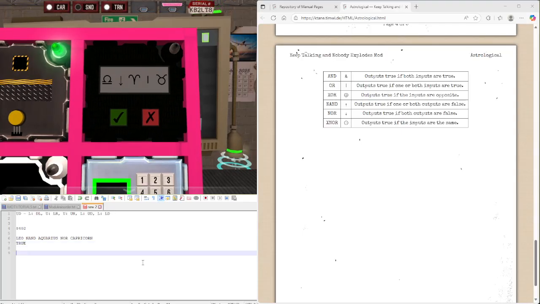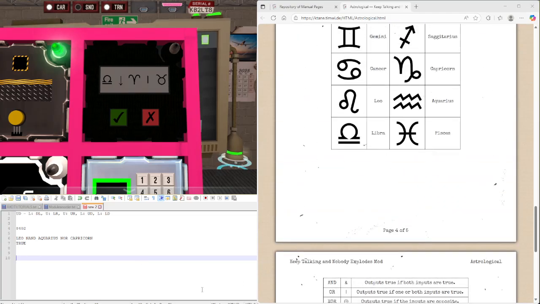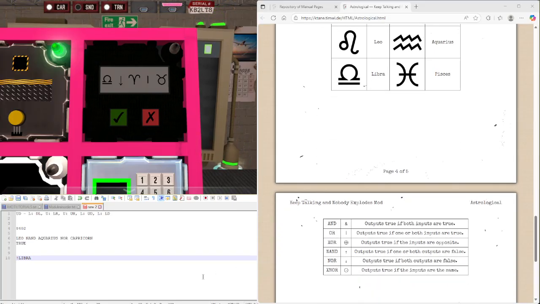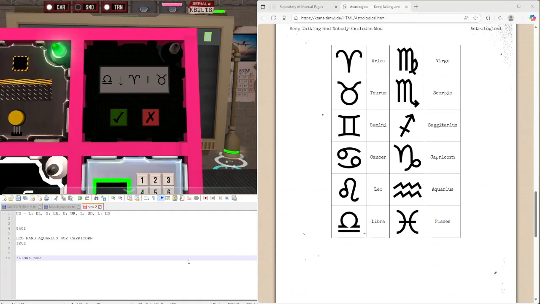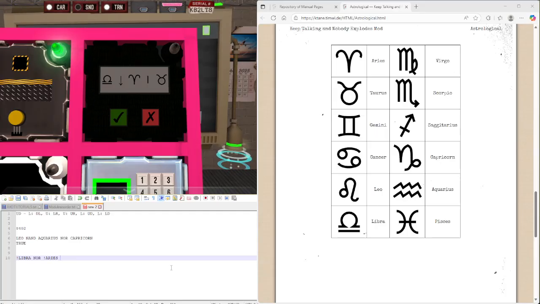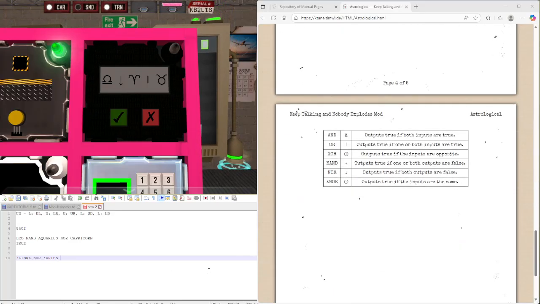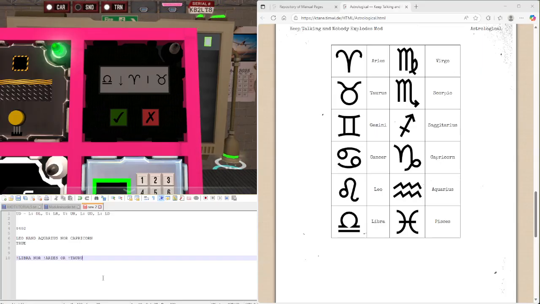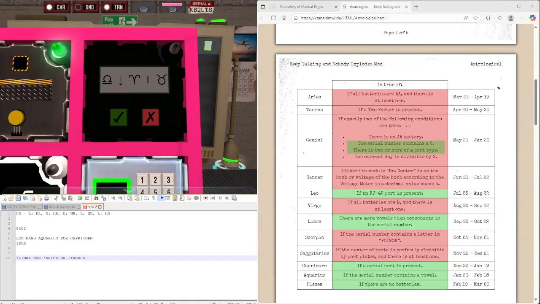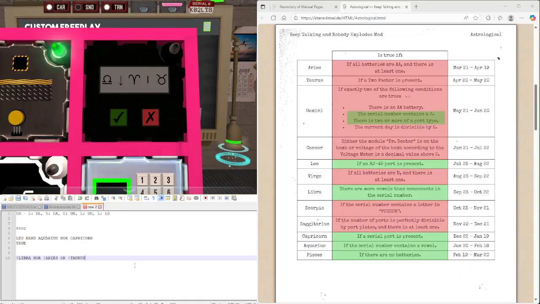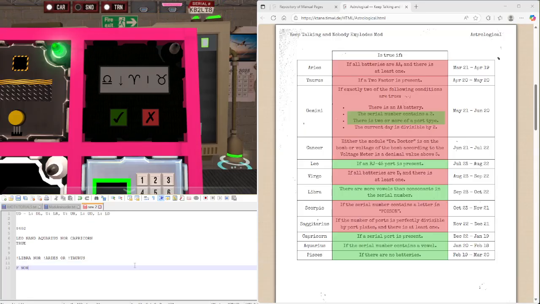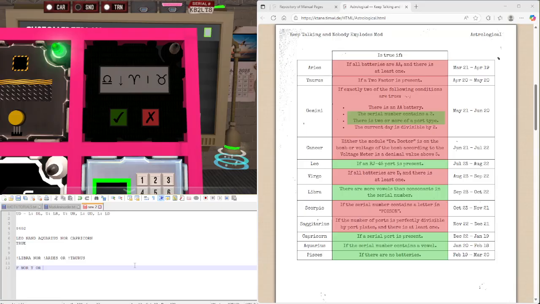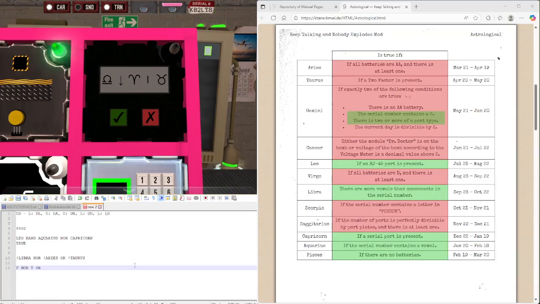Okay. And now we're flipping the validity of everything. So this is basically not Libra, nor not Aries, or Taurus? Yeah, not Taurus. Libra is true, so that should be false. Aries is false, so that should be true. And Taurus is false, so that should be true.